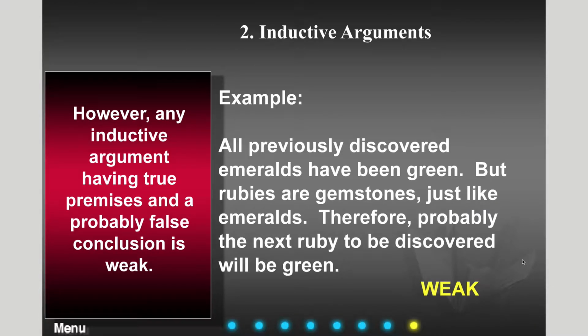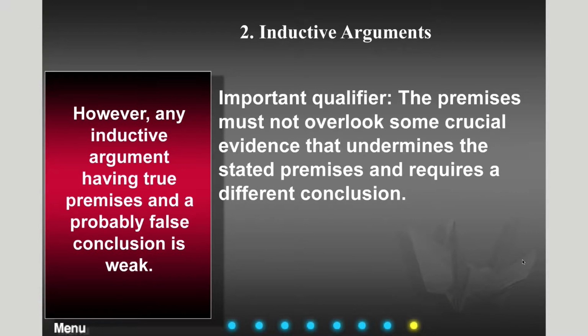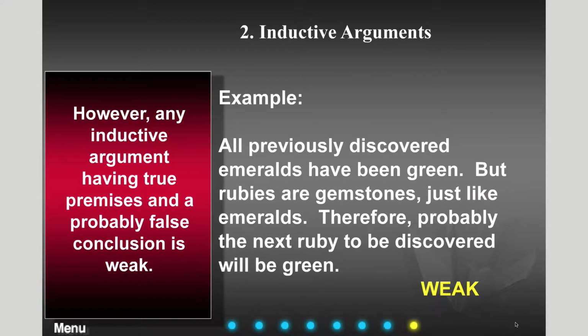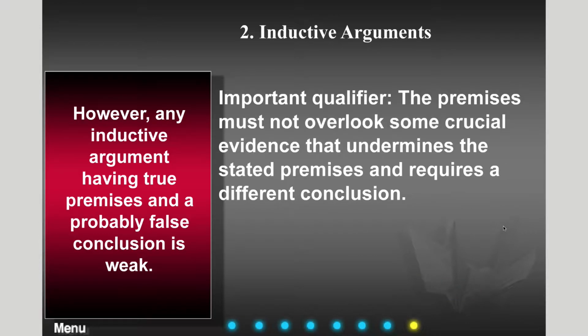So for example, all previously discovered emeralds have been green, but rubies are gemstones just like emeralds. Therefore, and we skipped right past that. Can I get back there? Only a few discovered have been green. Therefore, the next emerald we discovered will be green. Then we'll get to here. All previously discovered emeralds have been green, but rubies are gemstones just like emeralds. Therefore, probably the next ruby we discovered will be green. That is a weak argument by analogy.